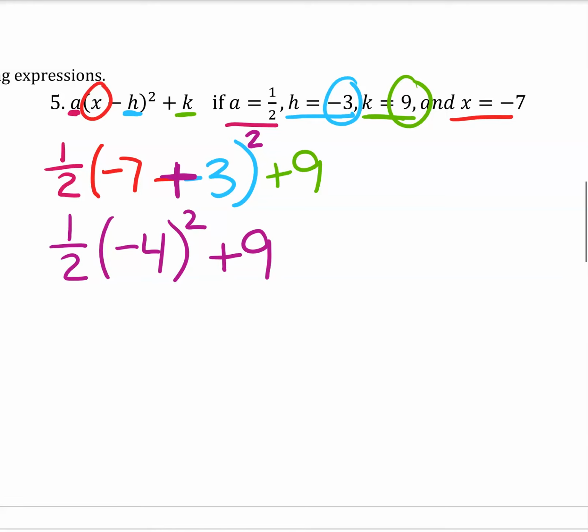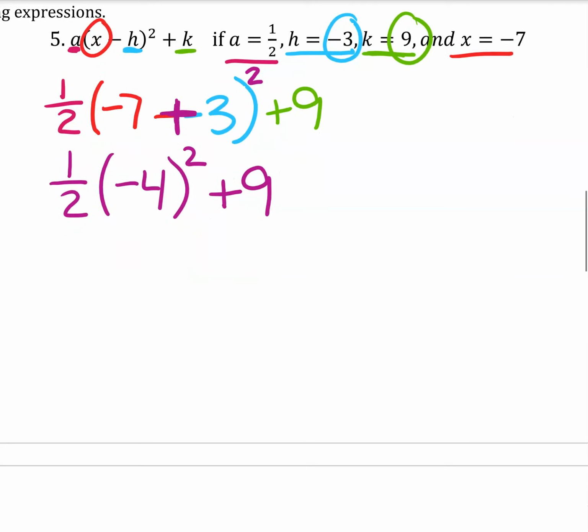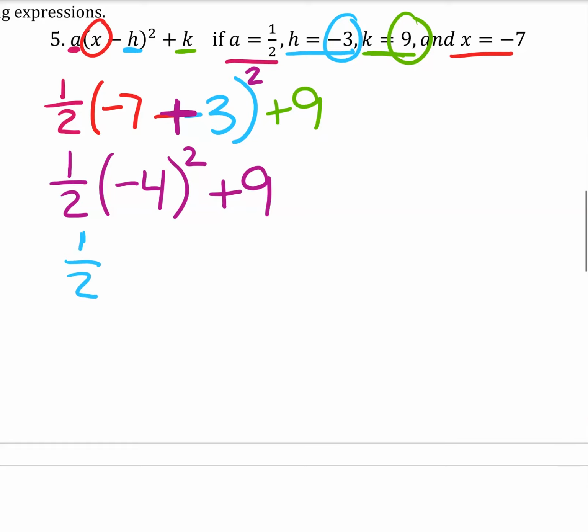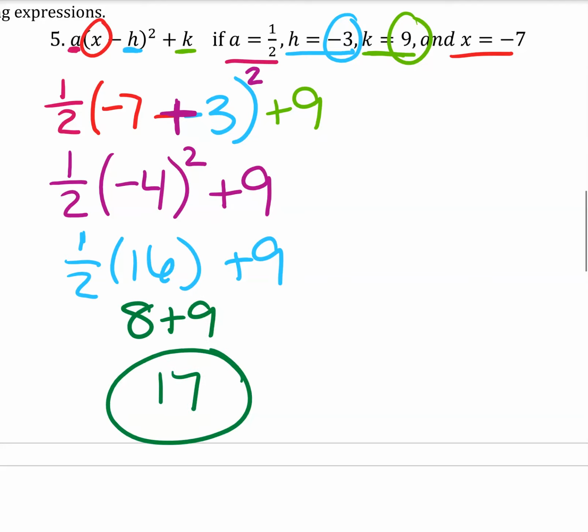Now, I have -4 squared, which means I have -4 times -4. -4 times -4 is positive 16, so be careful on that. So 1/2, -4 squared is 16, plus 9. So I did E for exponents. Now I'm on M, multiplication. This is kind of like multiplication, also kind of like division, right? 1/2 times 16. Half of 16 is 8, or 16 divided by 2 is 8. So I have 8 here plus 9, which is 17.